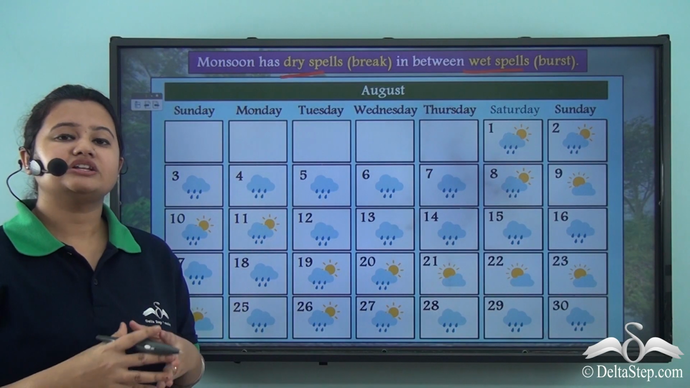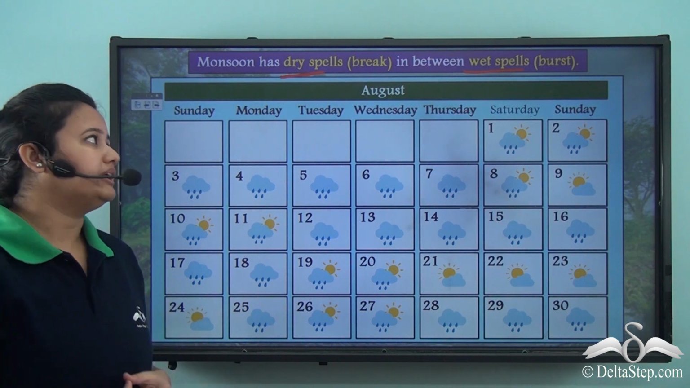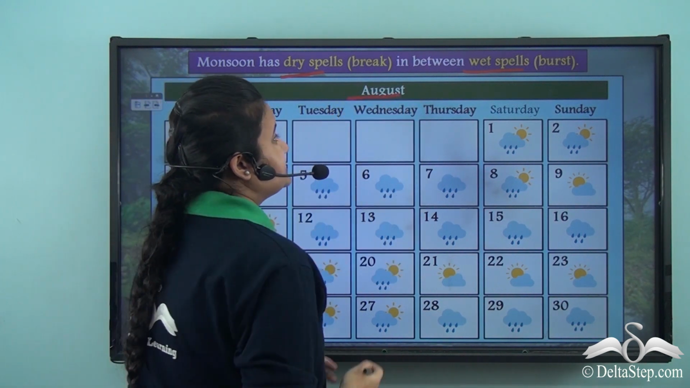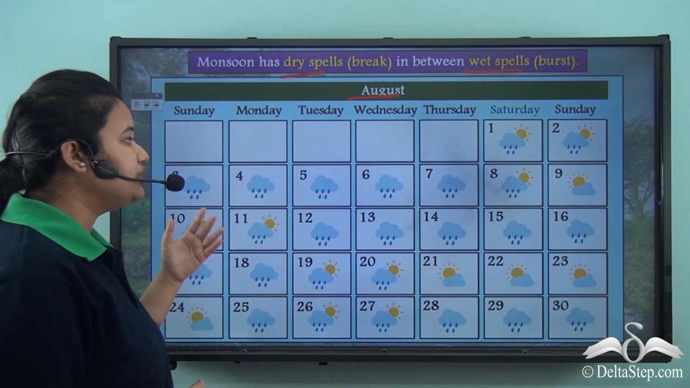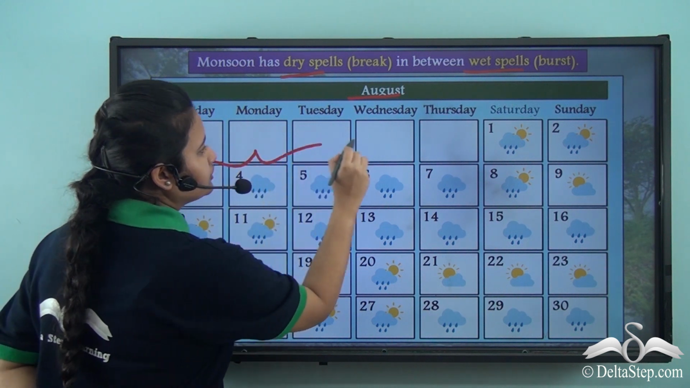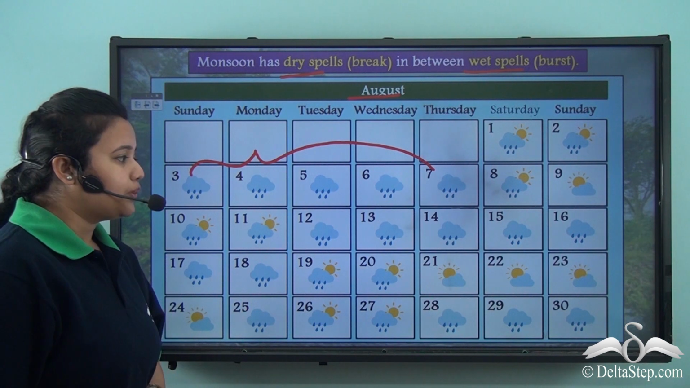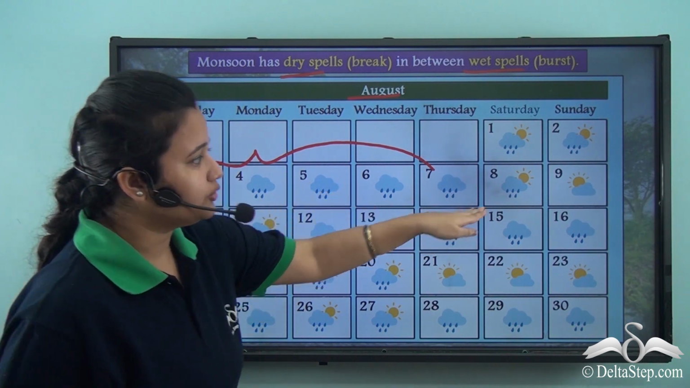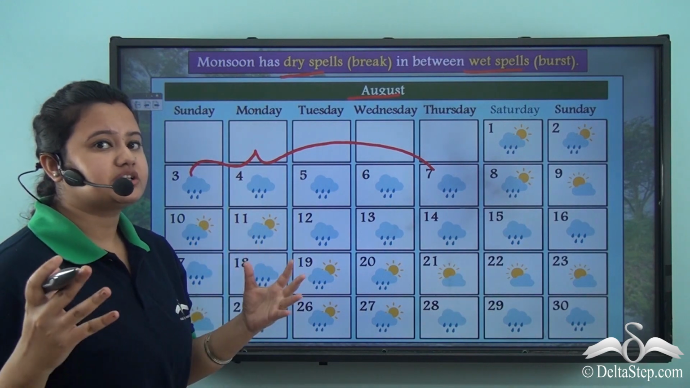Now look at this chart very carefully. This chart shows the weather conditions for the month of August that corresponds to the monsoon season. Now here we can see that from 3rd August to 7th August it rains continuously, whereas then it is followed by some days when it rains for shorter time.